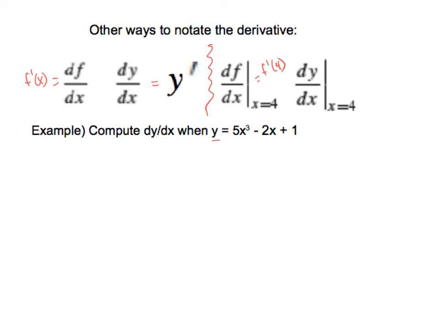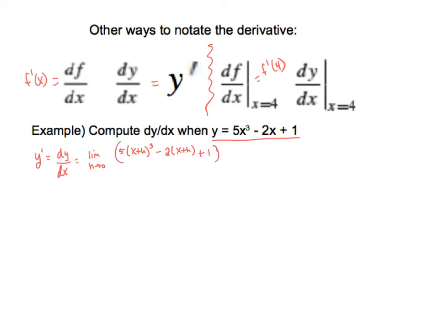So we're going to find the derivative now of 5x cubed minus 2x plus 1. So y prime, we can use that notation, or we can use dy over dx, is equal to the limit as h approaches 0 of f of x plus h, or y of x plus h. So 5 times quantity x plus h, cubed, minus 2 times quantity x plus h, plus 1.